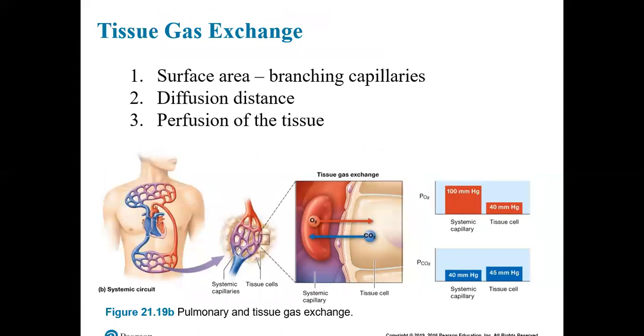Tissue gas exchange, well, this is very similar, except you're talking about gas exchange out in the tissues. And so things like surface area, that's going to determine how big is your capillary bed, how many capillaries do you have in an area. That's your surface area. How far you have to diffuse the gases in between the tissues and the capillaries, that's another factor here. And then perfusion of the tissue, how much blood flow you have, how much oxygen you have going through and being transported in the blood.